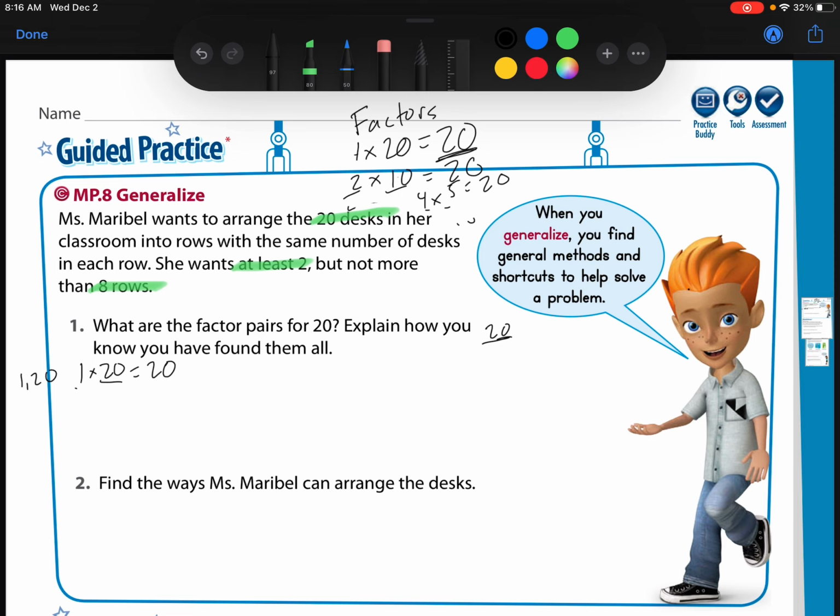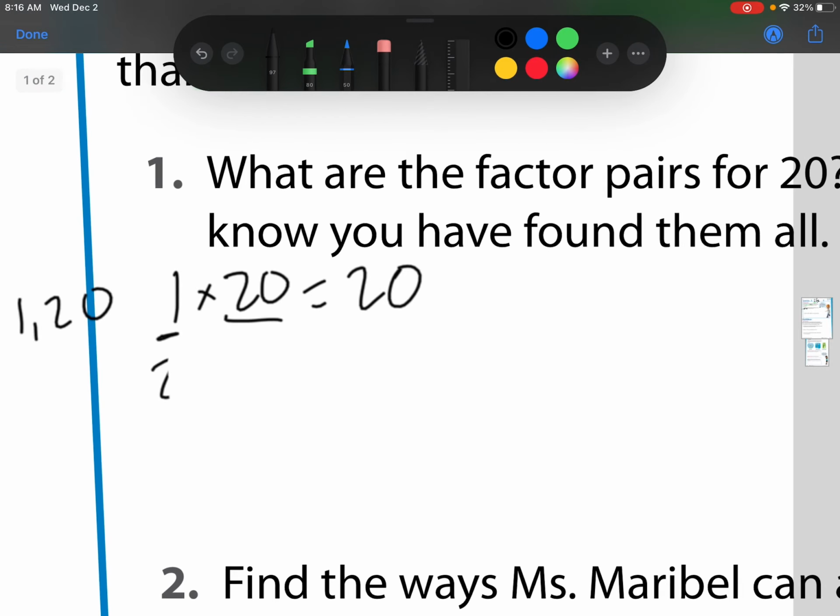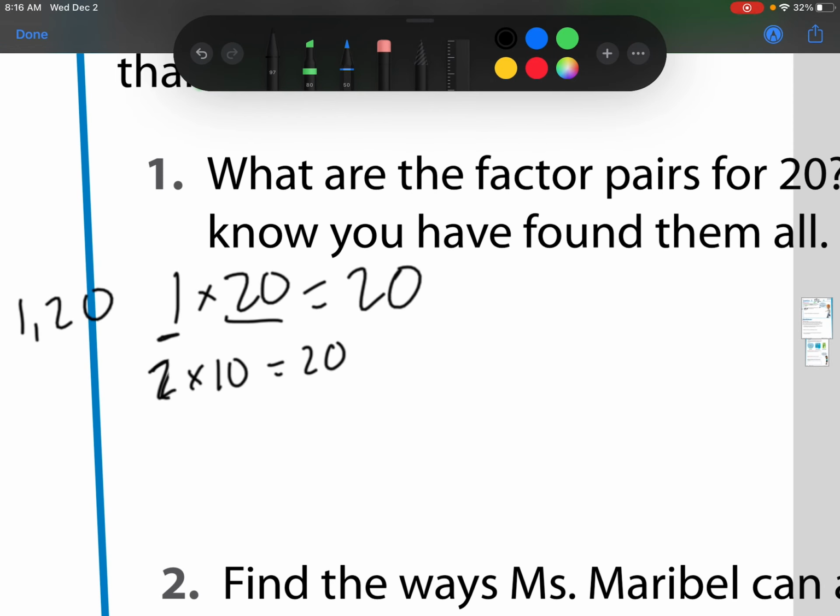Then I go to the next number. I start with 1, so I go to 2. 2 times anything, does that equal 20? Yeah, 2 times, and actually I'm going to get rid of that comma. And I'll zoom in for us. 2 times 10 equals 20.